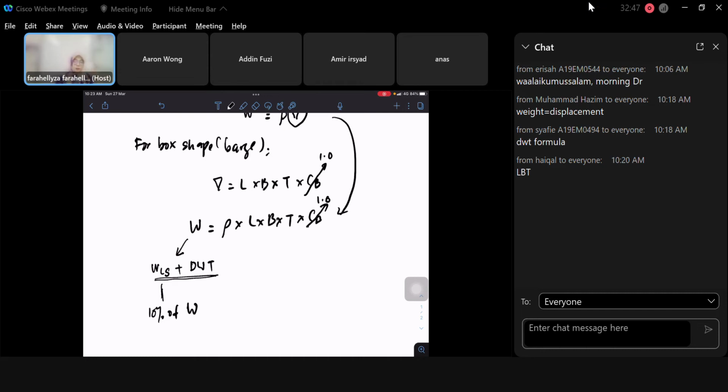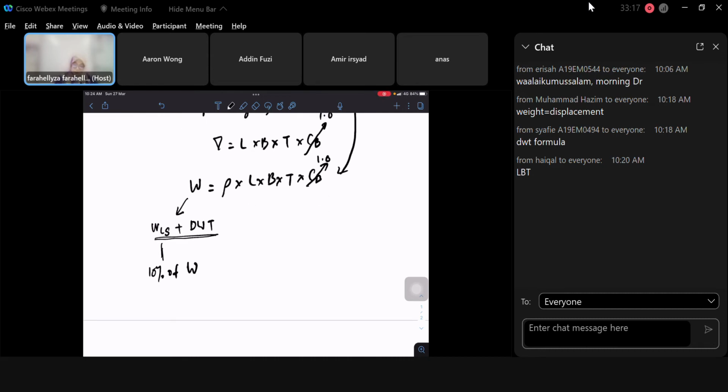You have the superstructures, and for weight of machinery, your main engine, your propulsion system, all that. So basically, the light ship weight is an empty vessel, without any cargo, without any fuel, without any food, without any fresh water and so on. So that is weight of light ship. So we said that just now, WLS is 10% of the total weight, which is W.